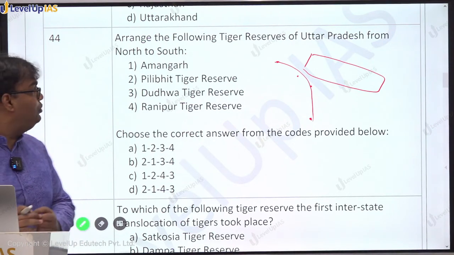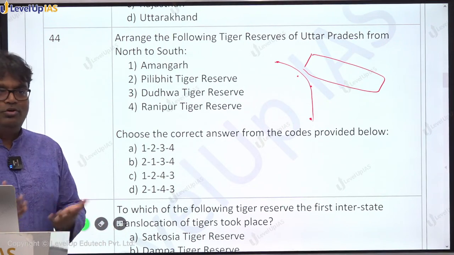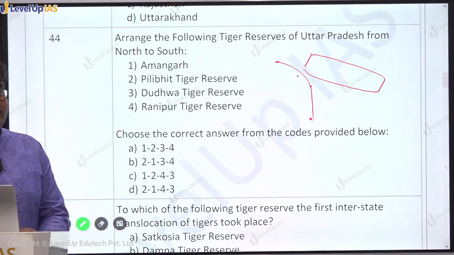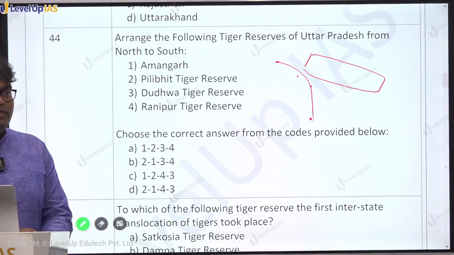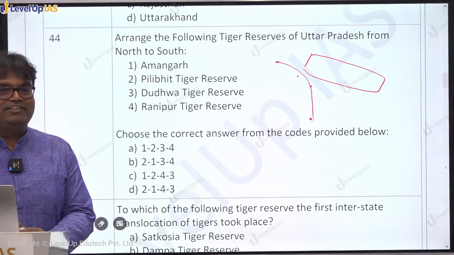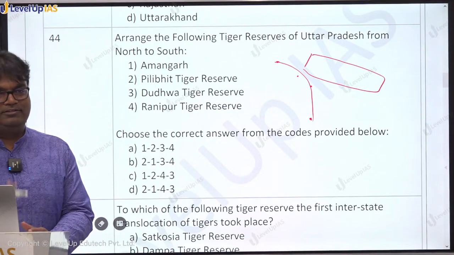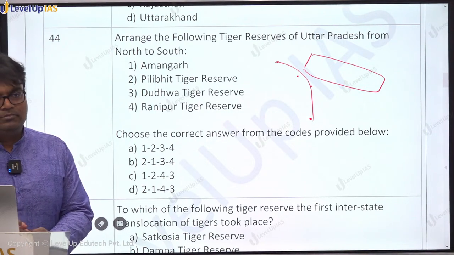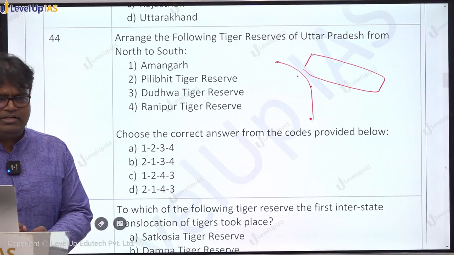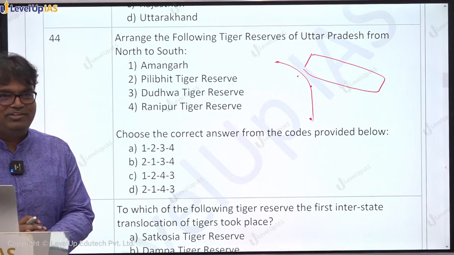Why have I covered it? Because Ranipur is a newly created tiger reserve. Dudhwa and Pilibhit are there, so north to south, east to west also came, and you should be in a position to answer this. Almost everyone who has prepared sincerely would know Ranipur is a tiger reserve in UP. It has been created now. It is proposed, I think it has not been created yet, unless it was created after March. I don't think any has been created yet.